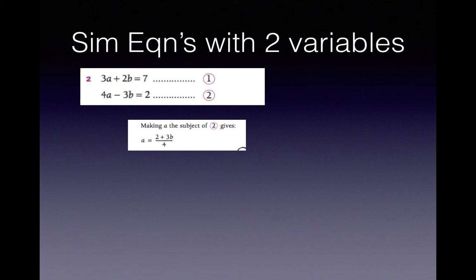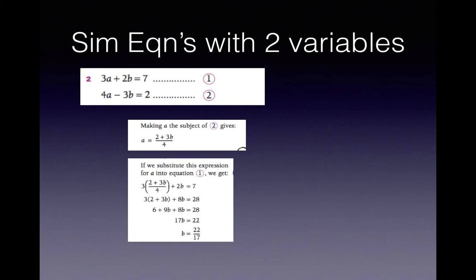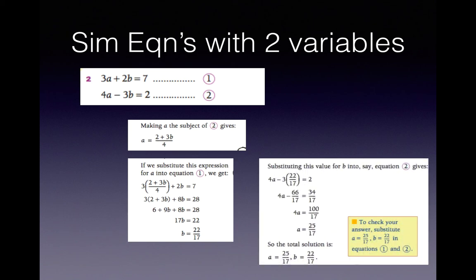And then what we'll do is instead of a in the first equation, we put in 2 plus 3b all over 4. Now it gives us something a little bit complicated. What you're going to have to do is multiply every term by 4 to get rid of the fraction, or the denominator I should have said, and then simplify and solve for b. And then like the previous examples, to get a value for a, we substitute 22 over 17 into either of the two original equations. And when you simplify that, you get a is equal to 25 over 17. So it's just a substitution.